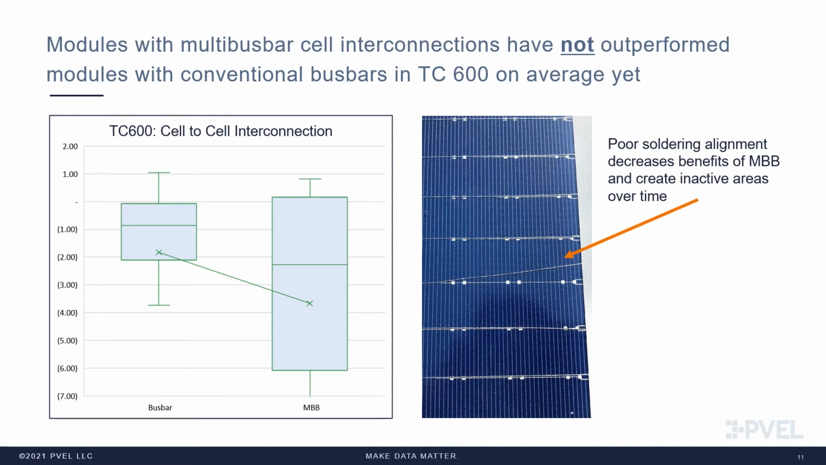As you can see here, alignment of these round wires is difficult. The solder joints connecting these round wires to the solder pads are very small, and so this is where you see performance in thermal cycling worse with multi-busbar on average than with the standard flat busbar based modules.